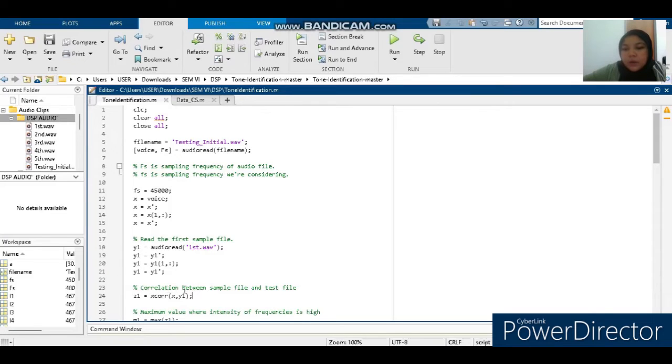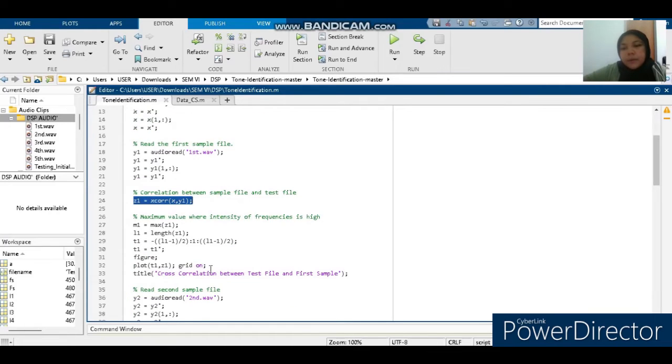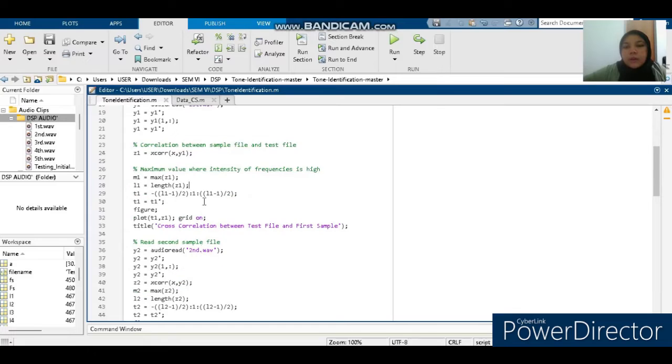To get the cross correlation between the sample file and the test file, we use this equation, and we also find the maximum value of intensity of frequency, and run it.